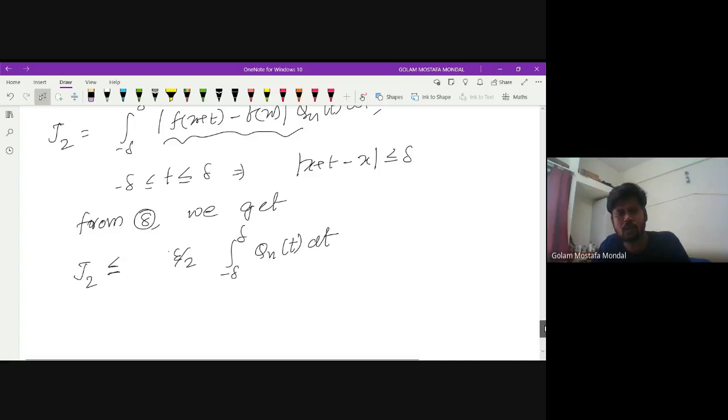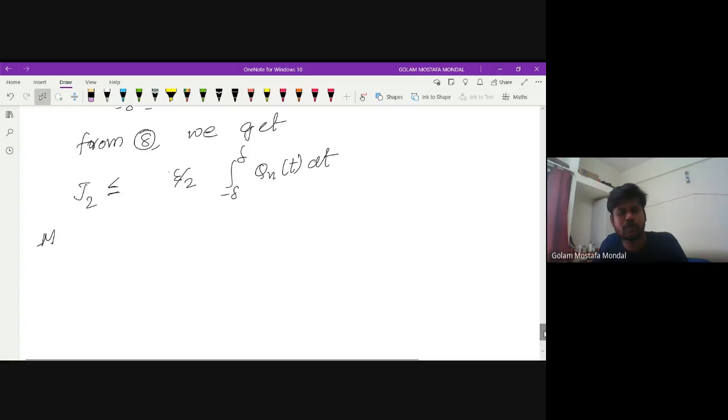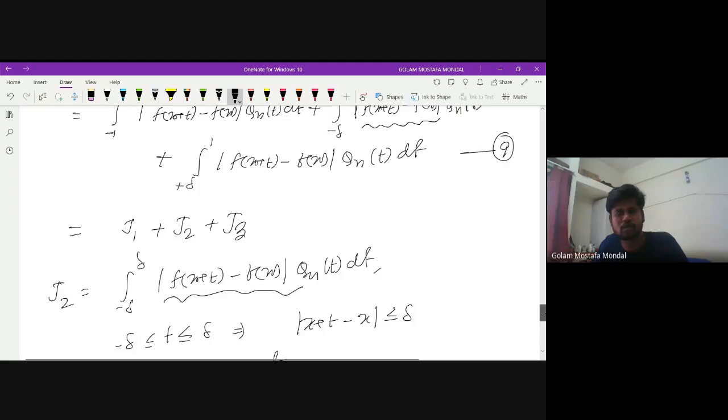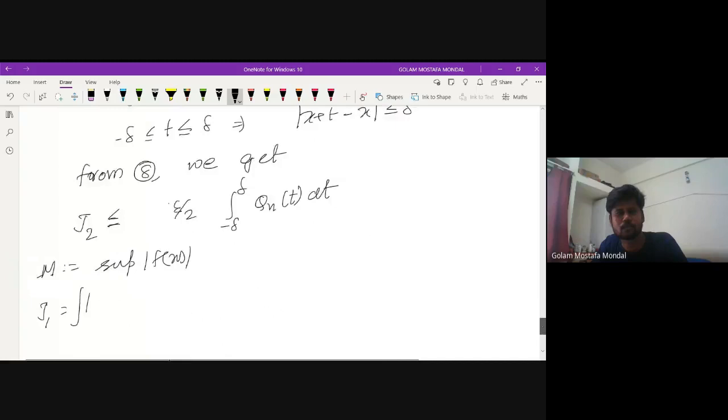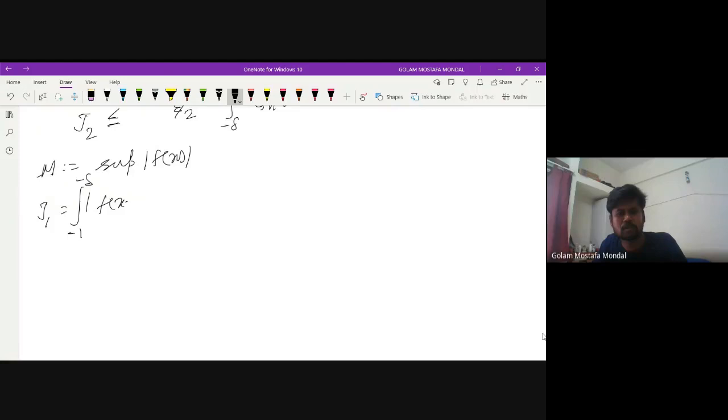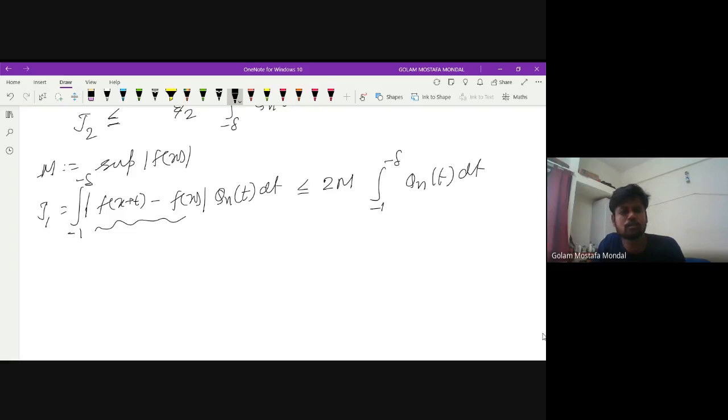And for J1, J3, now define M equal to the supremum of |f(x)|. Okay. So J1 is the integral from minus 1 to minus delta of f of x plus t minus f(x) times Qn(t) dt. So this is less than or equal to 2M times the integral from minus 1 to minus delta of Qn(t) dt. Similarly, J3 is less than or equal to 2M times the integral from delta to 1 of Qn(t) dt.